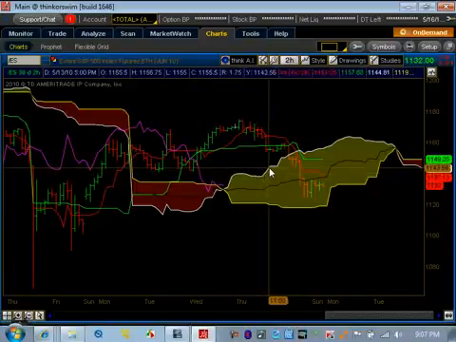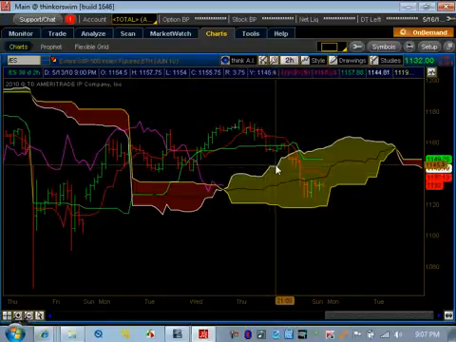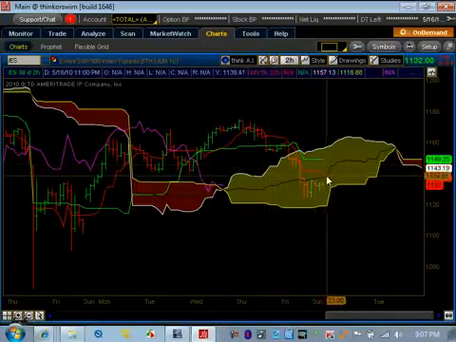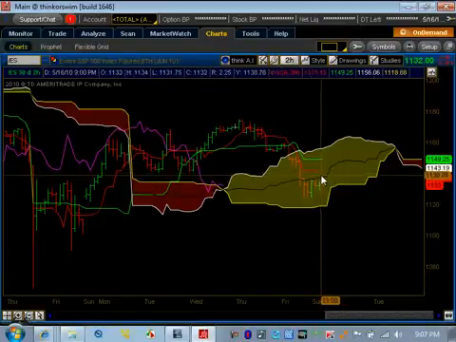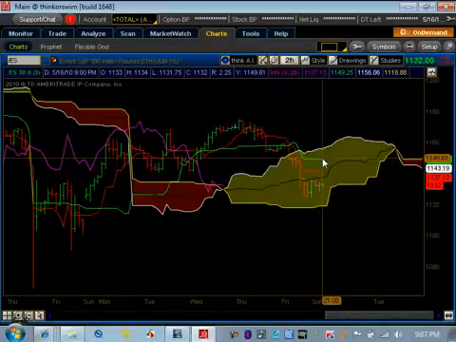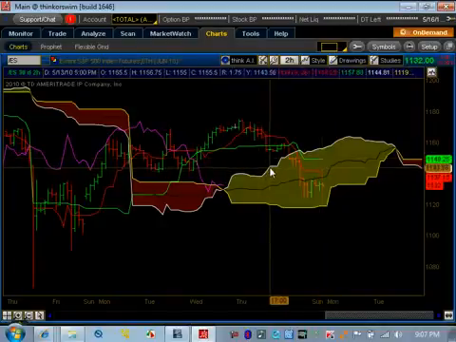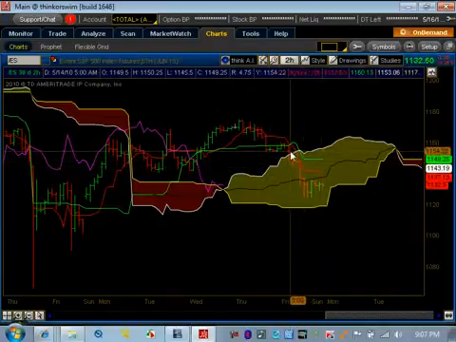The white line is the short term. It's called Senkou A, and it basically consists of taking the Tenkan-sen, which is 9 periods, and averaging it out with the Kijun-sen, which is 26 periods. So that roughly gives you a price action of about 14 periods.